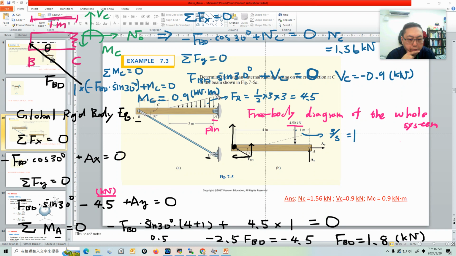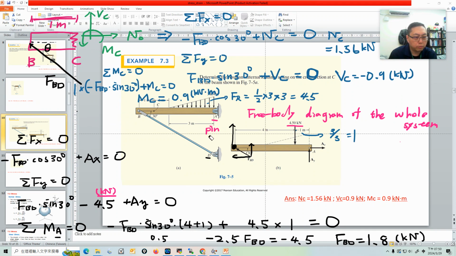And there is a difference between our answer and the textbook's answer. The magnitude is all the same, but something happens here. Our VC is minus 0.9, but the textbook answer is 0.9 positive. Why is that? So that's why I use the next slide to do the explanation.